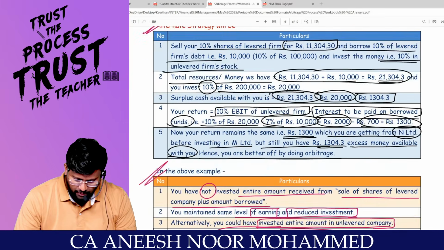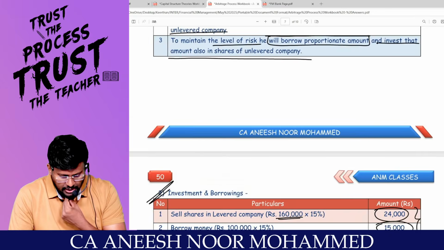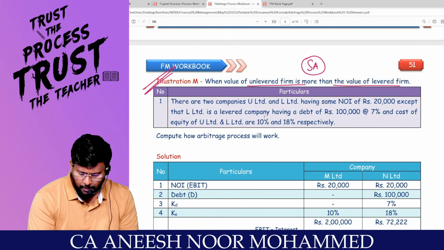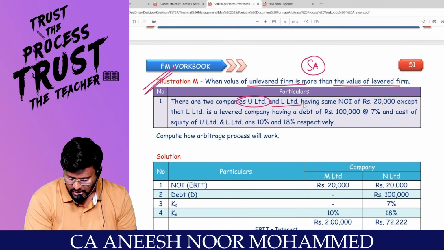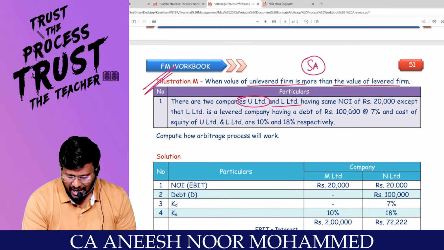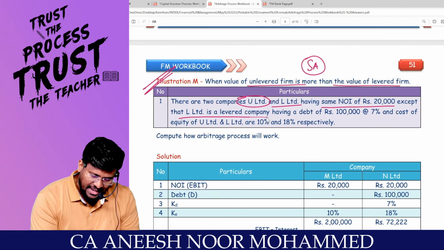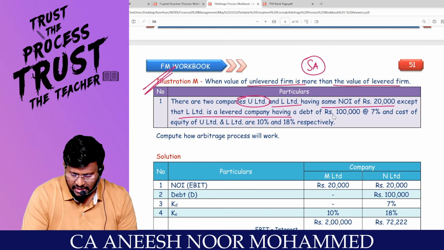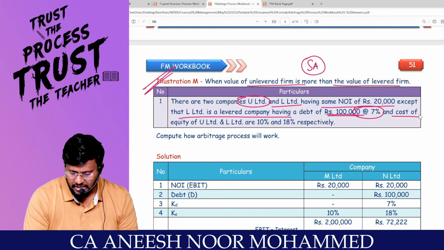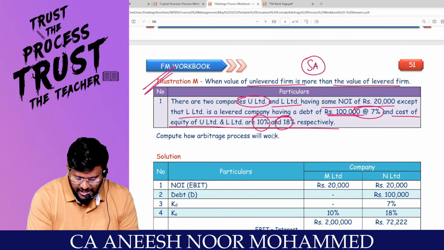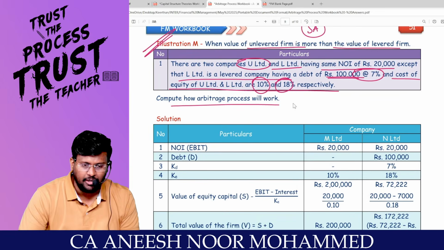My dear lovable students, I am moving into the next question to make you understand the secondary arbitrage. There are two companies, U Limited and L Limited, having the same EBIT of 20,000 each. L Limited is a levered firm, having debt of 1 lakh at 7%. The cost of equity of U Limited and L Limited are 10% and 18%. Compute how the arbitrage process will work.